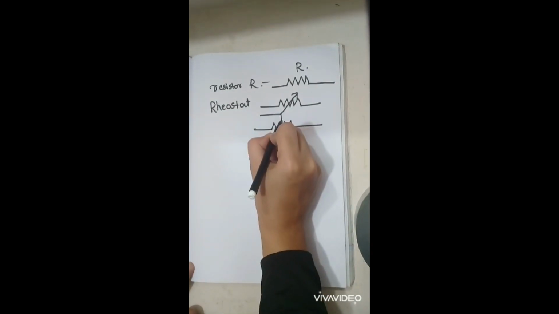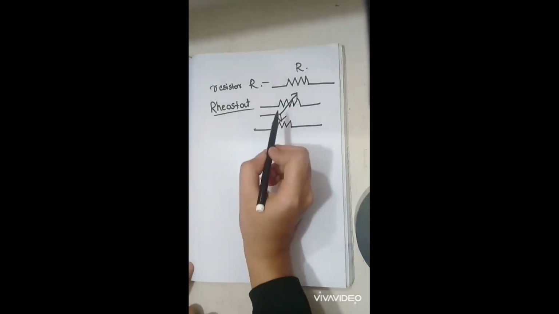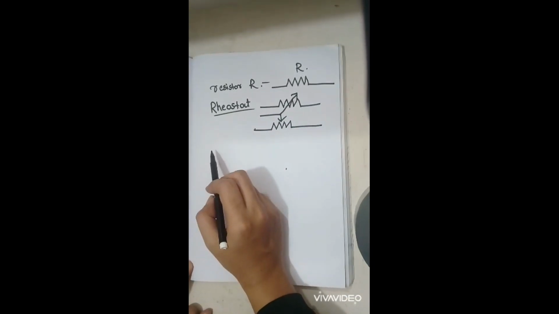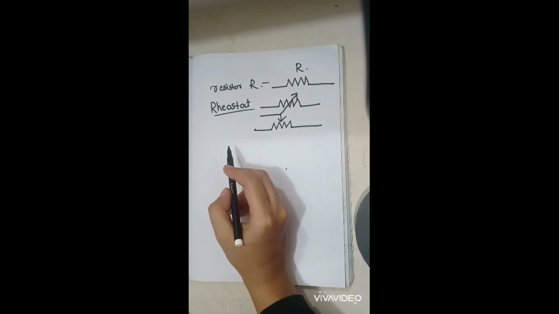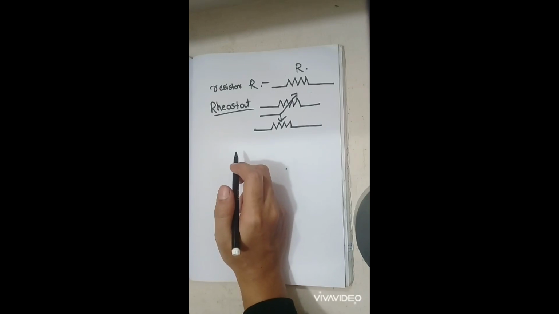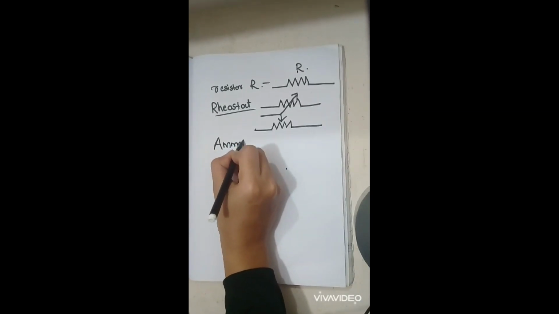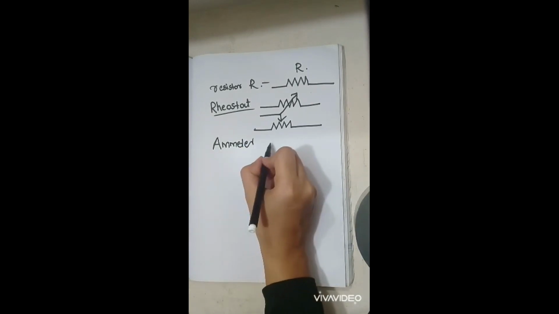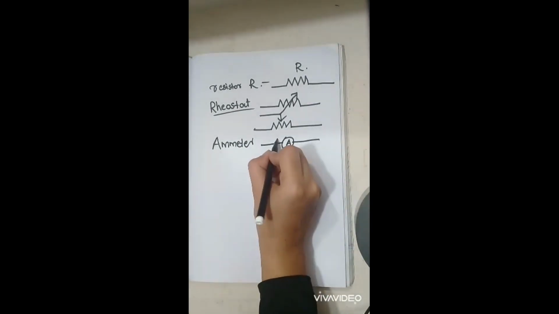Resistor, then the arrow mark like this. These two are the symbols of rheostat. The next one, ammeter. We are familiar with the ammeter. Ammeter is used to measure the amount of current passing through an electric circuit. The symbol of ammeter is like this.